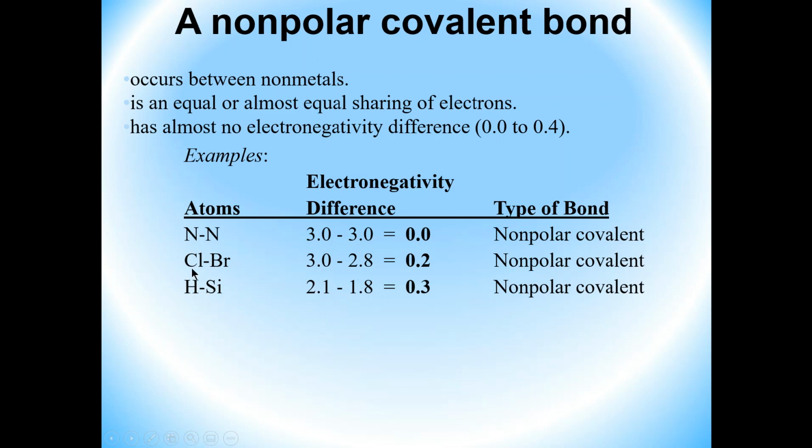In the case of the chlorine to bromine bond, the difference in their electronegativity is 0.2, which is within the 0.0 to 0.4 range, and therefore, again, that bond is nonpolar, all right? And then the last example here, the hydrogen to silicon bond, again, that is essentially nonpolar based on the difference in electronegativity being equal to 0.3, which again lies between the 0.0 to 0.4 range. So using this criteria, that's how we can determine a nonpolar covalent bond.